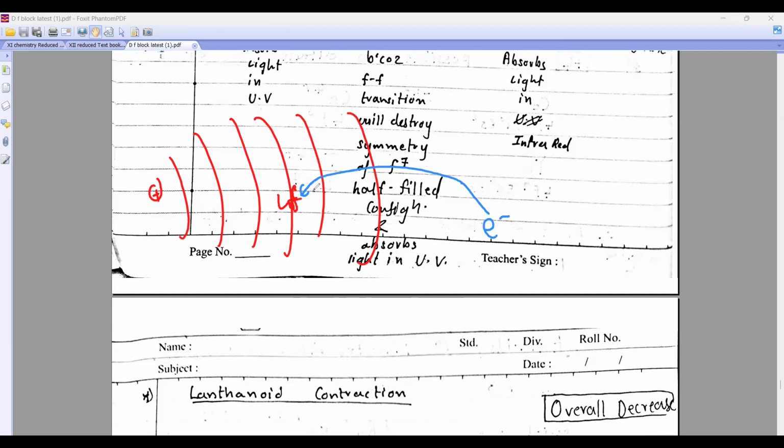So beta, as you go from lanthanum to lutetium, atomic number is increasing, nuclear charge will increase, so nuclear charge will pull inward. But the electron is entering into what, beta? An inner shell. Will the screening or shielding effect increase or not? Due to increased shielding effect, the overall decrease is very, very less.